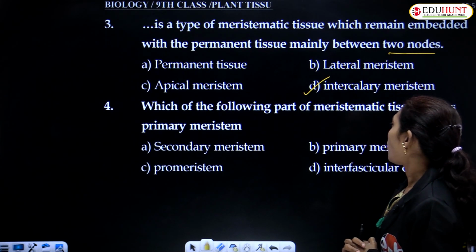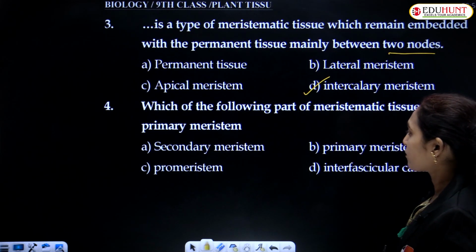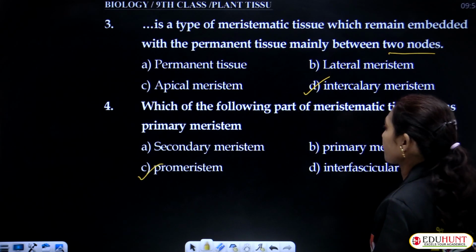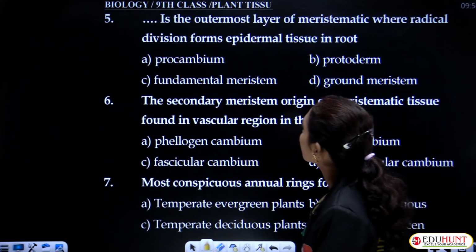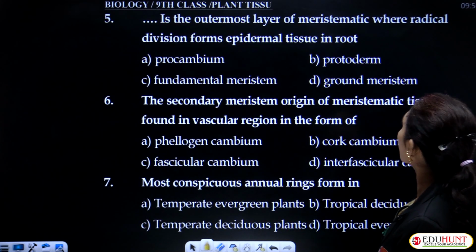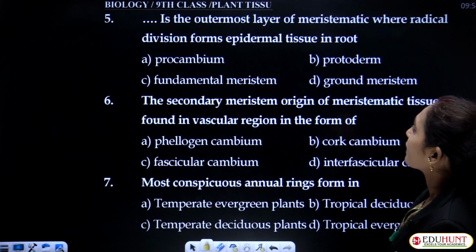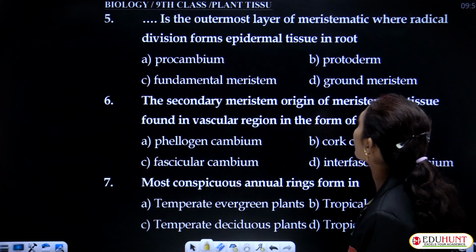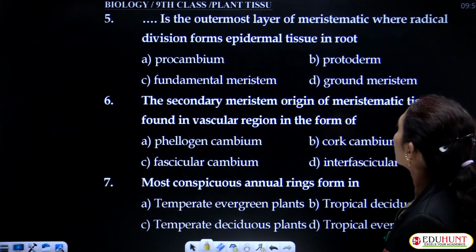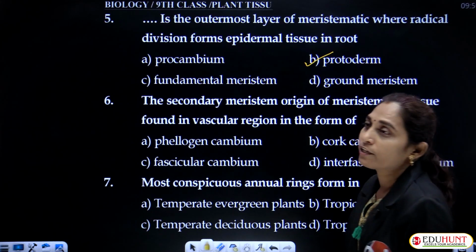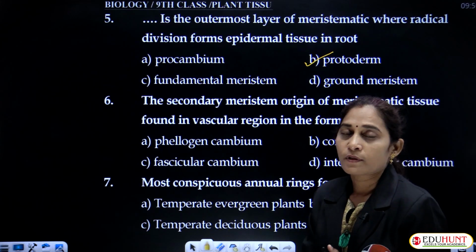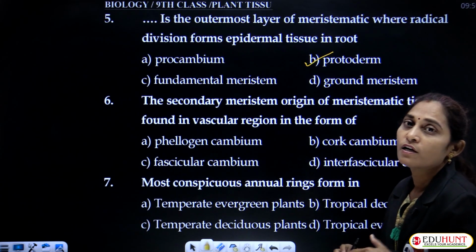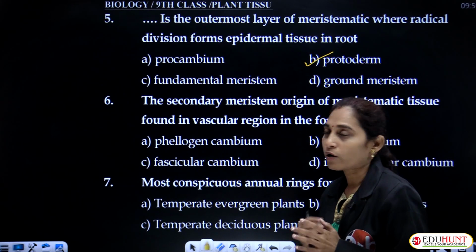Which of the following parts of meristematic tissue forms primary meristem? It is the promeristem. It forms the primary meristem. Which is the outermost layer of meristematic tissue where radial divisions form epidermal tissue in root? Protoderm. Not only in root, even in stem, radial divisions occur in the protoderm. Protoderm gives rise to the epidermis part of the organ.